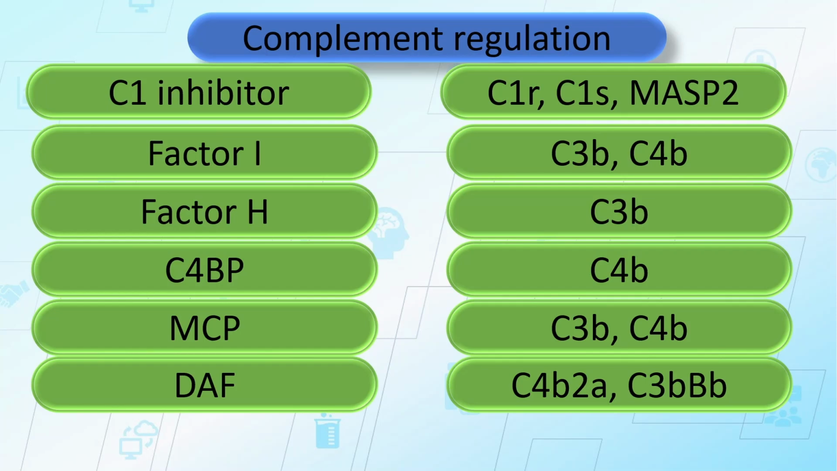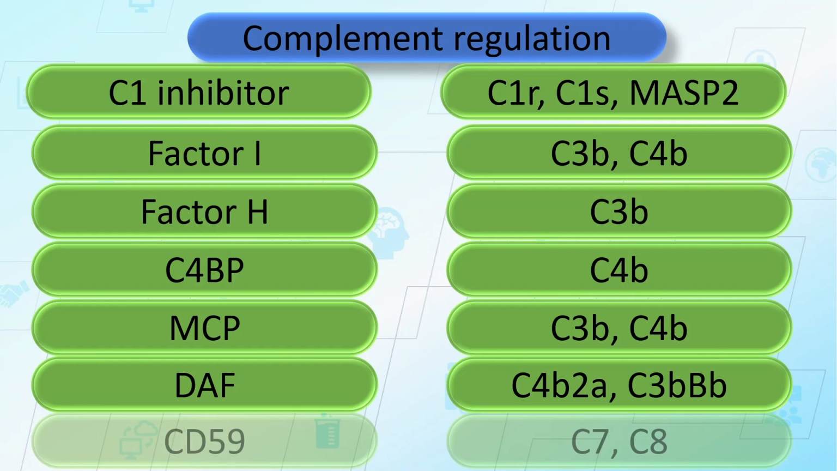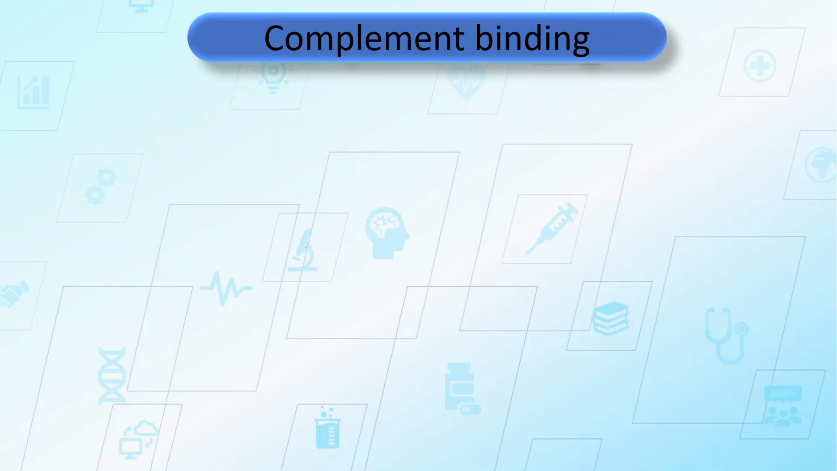and C3bBb, and it will disintegrate this complex and stops further conversion of C3 into active forms. And CD59 majorly targets C7 and C8. It blocks C9 binding and prevents MAC formation. So these are some of the regulatory proteins in the complement system.